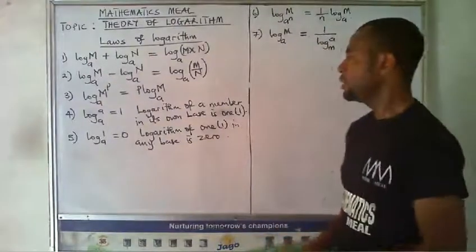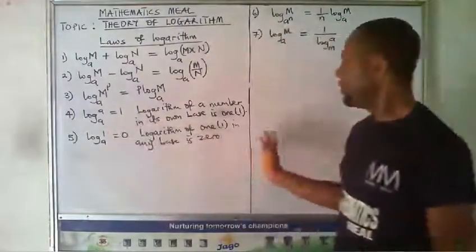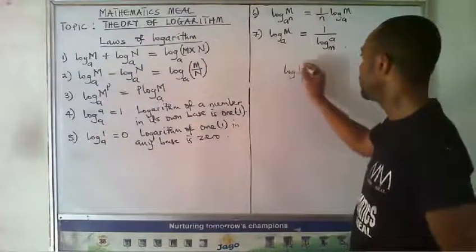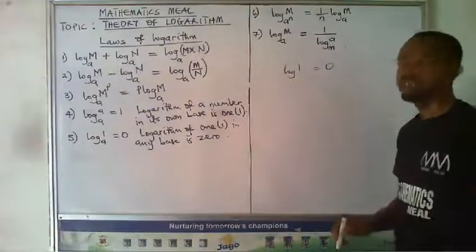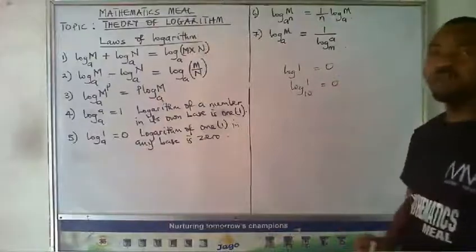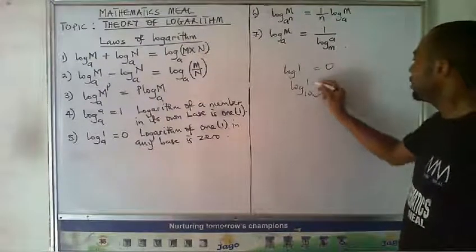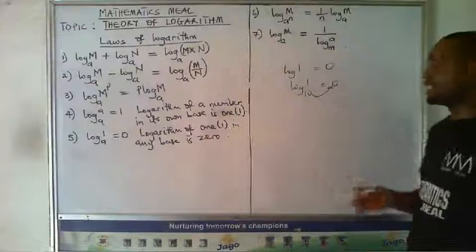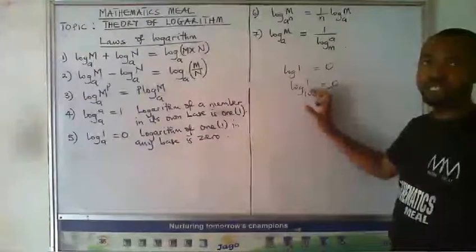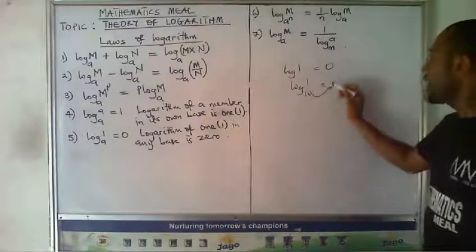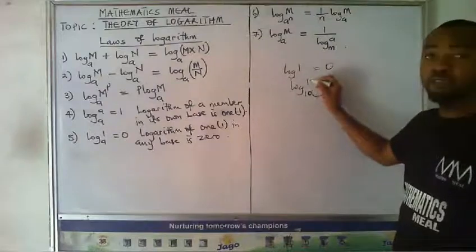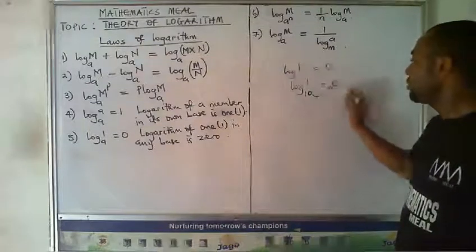Then we have the fifth law, that log 1 in any base is 0. So the logarithm of 1, irrespective of the base, is 0. If I have log 1 in base 10, it's going to give me 0. Why? 10 raised to power 0 is still 1. You remember that the logarithm of a number is the power of the base that will give us the number. So what will become the power of 10 to give me 1? That's 0. That's why log 1 in base 10 is 0.